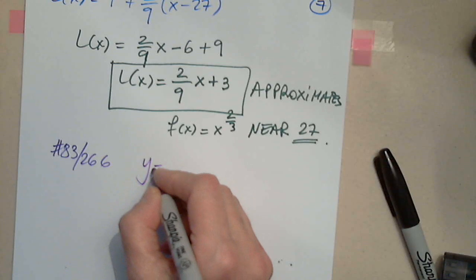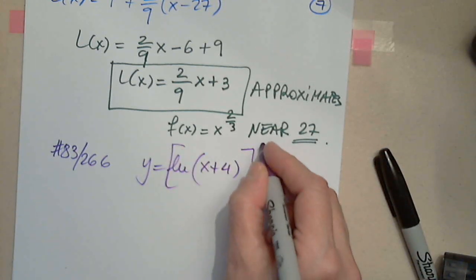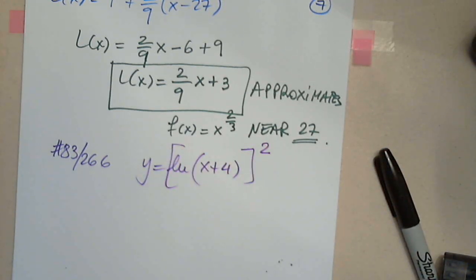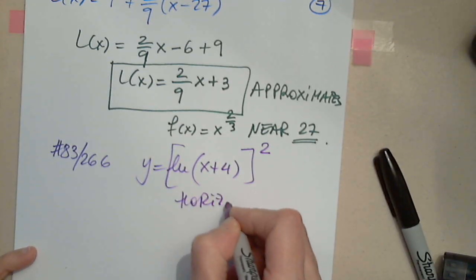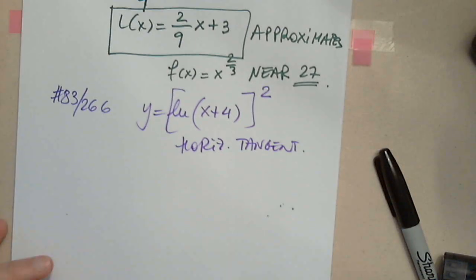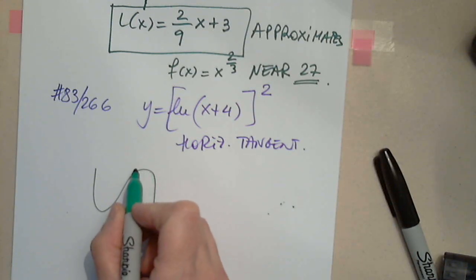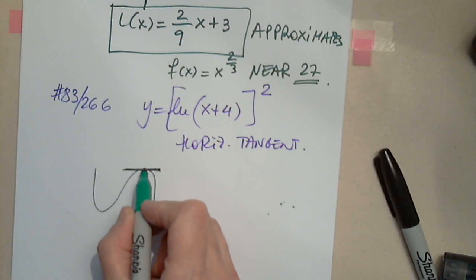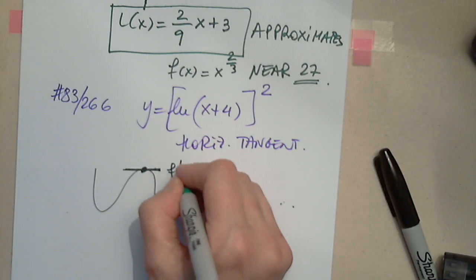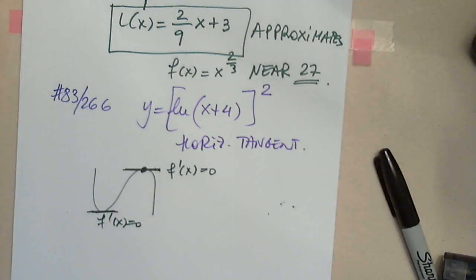So we have y equals natural log of x plus 4, squared. The function has a horizontal tangent. So at what point on this curve is there a horizontal tangent? What does that mean, horizontal tangent? The slope equals 0. Y prime equals 0, right? So at this point, there is a horizontal tangent. F prime is 0. So we're really looking for potential max and min.